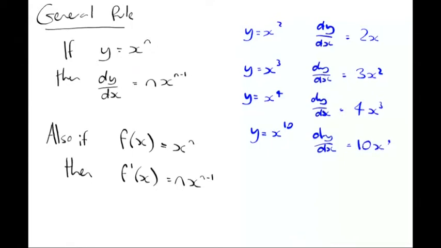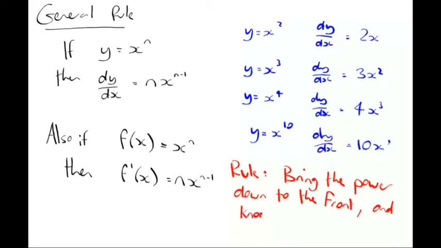So the general rule, the thing that you need to remember when you're differentiating: bring the power down to the front and knock one off the power. So that n comes down to the front and you knock one off the old power. Bring the power down to the front and knock one off the power.